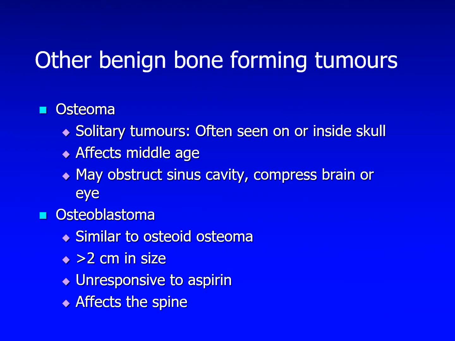Other benign bone-forming tumors include osteoma. This is usually a solitary tumor, often seen in the skull, and it affects middle age. It may obstruct the sinus cavity or compress the brain or the eye. Osteoblastoma has similar features to osteoid osteoma, but it is more than 2 cm in size, and the pain is unresponsive to aspirin. Compared to osteoid osteoma, which usually affects the long bone, osteoblastoma usually affects the spine.